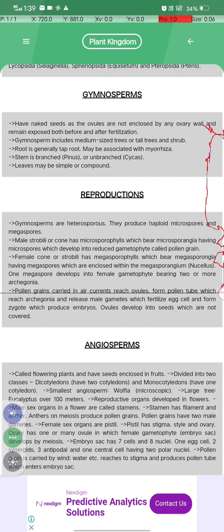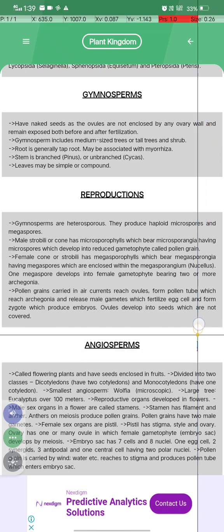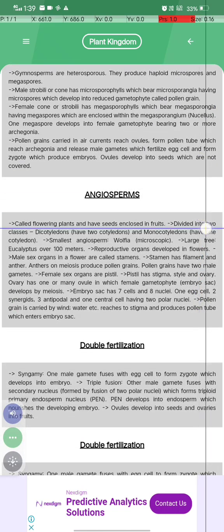The pollen grains are carried in air currents and reach the ovules, form the pollen tube which reaches the archegonia and releases the male gamete, which fertilizes the egg cell and forms the zygote, which produces the embryo. The ovules develop into seeds, which are not covered. Okay, now let's learn about angiosperms.